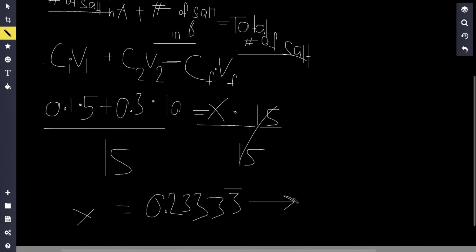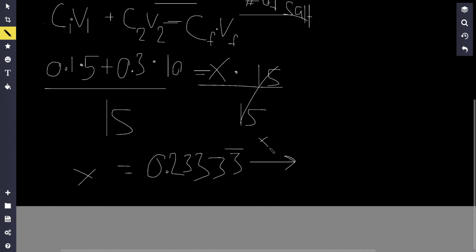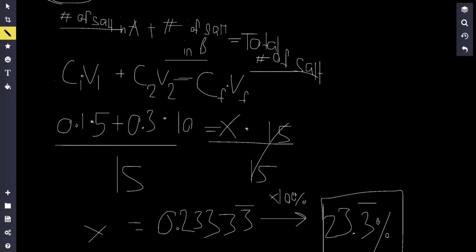However, concentration is usually expressed as a percentage, like in the problem right over here. So all I have to do is multiply this by 100%, and I get about 23.3 repeating percent. So this is going to be the concentration of my final solution.